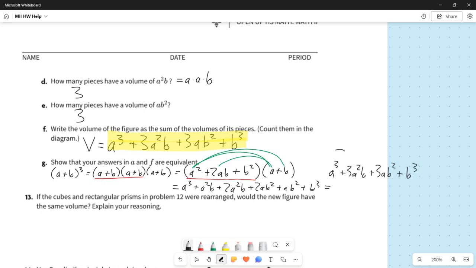And lo and behold, notice that this is the same as the answer that we got for F. And so we have just shown that our answers in both A and F are equivalent. We took a binomial, we multiplied it by itself twice, and that gave us a four-term expression that is the same as our answer in F.